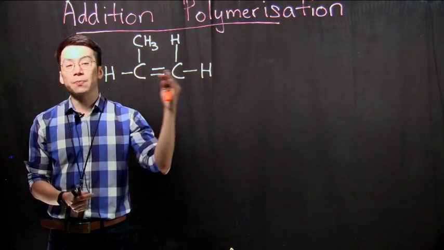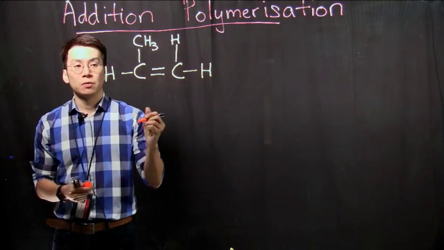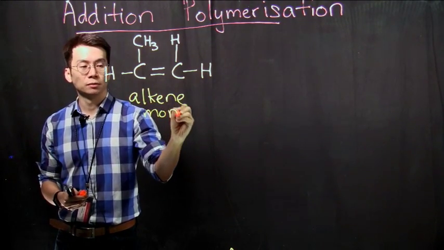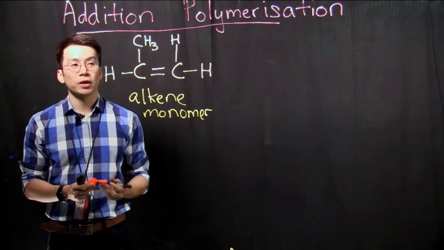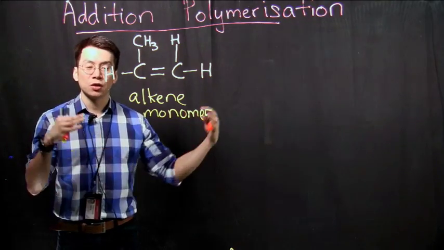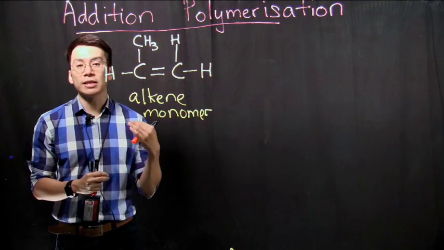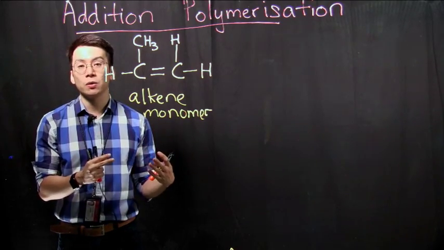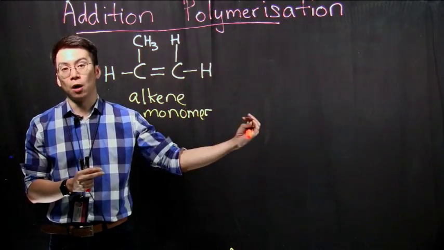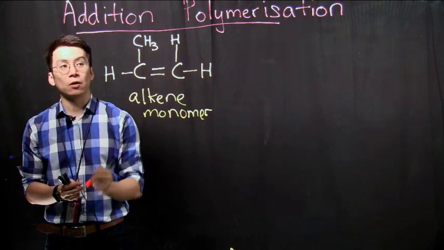Okay, so for addition polymerization, our monomers are all alkenes, right? So there must be an alkene monomer. Now, polymerization is when we have many monomers joined together to form a big piece of polymer. Now I'm going to teach you how to combine many small monomers to form one big molecule. For example, let's take this alkene.